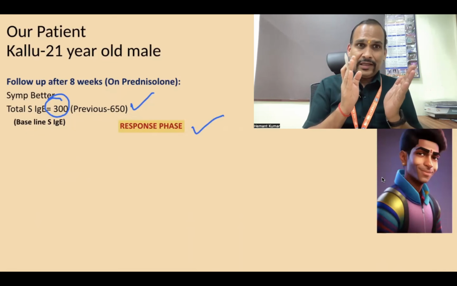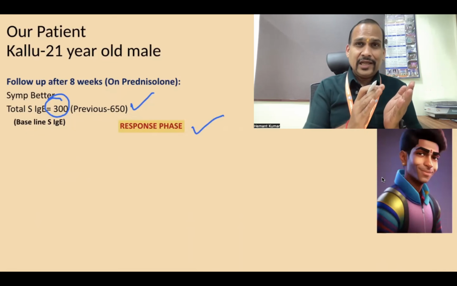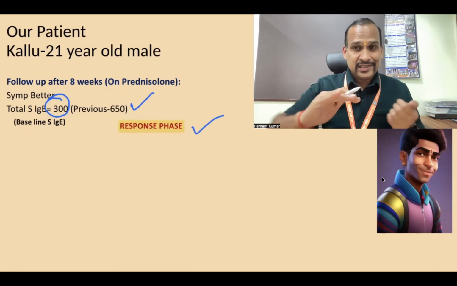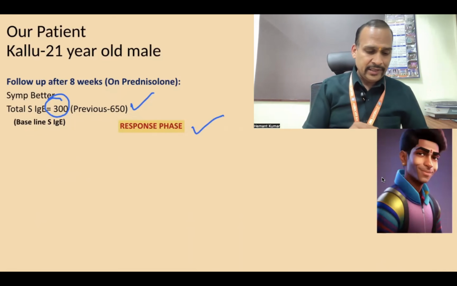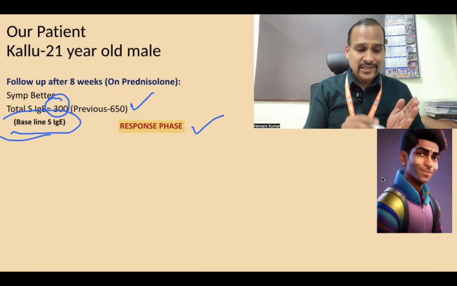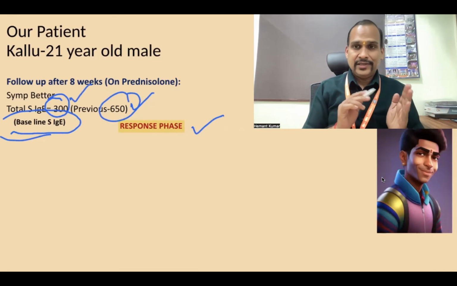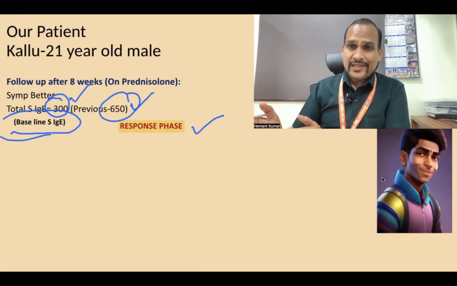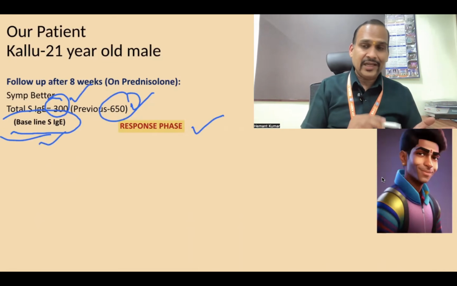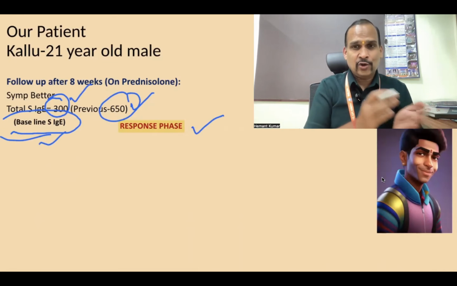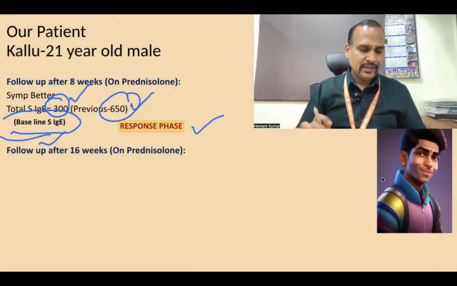The serum IgE at the level when the patient is stable, we call it baseline serum IgE. So baseline serum IgE is not 650. Baseline serum IgE is 300. So further follow up with IgE depends on baseline IgE, how much reduction is there, how much increment is there.